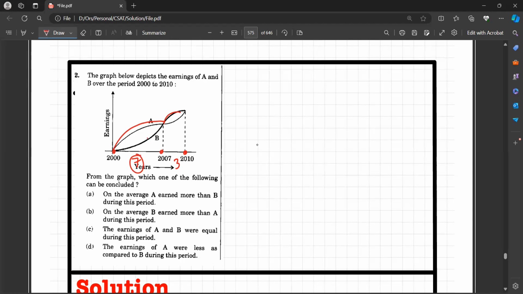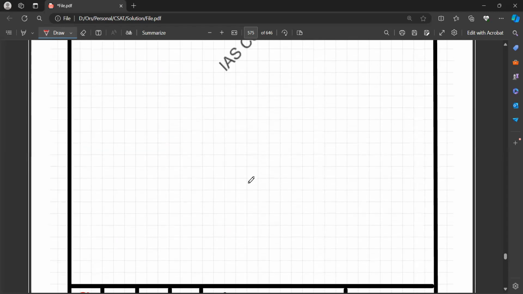So, obviously, the average of A in this period is greater than B, because the number of years for which A was at maximum was 7 years. So the answer would be A. No need to check these other options. Clear? Coming to the next question.